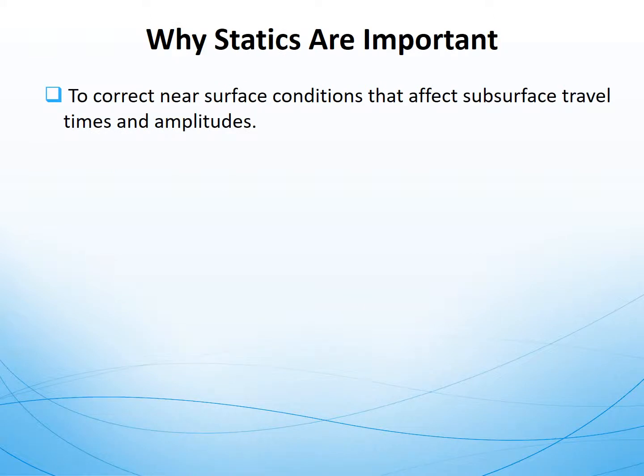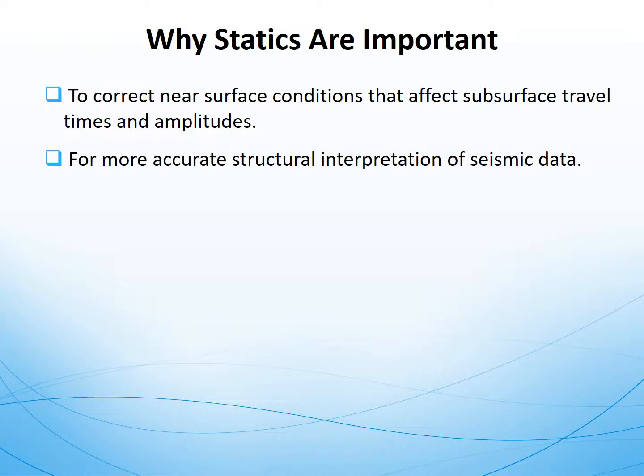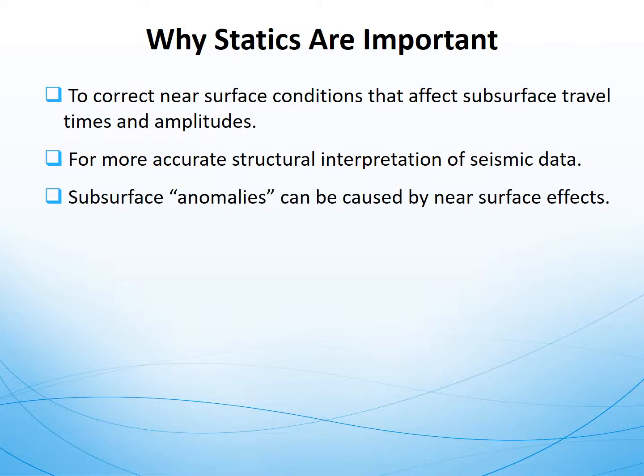Alright. To correct for the near surface condition affecting the subsurface travel time and amplitudes, we need the statics correction for more accurate structural interpretation of the seismic data, otherwise you will get a lot of jittering in your seismic dataset. As for anomalies, generally if you have a shallow gas problem, we also sometimes apply a statics correction.